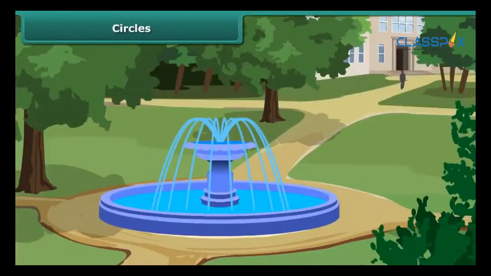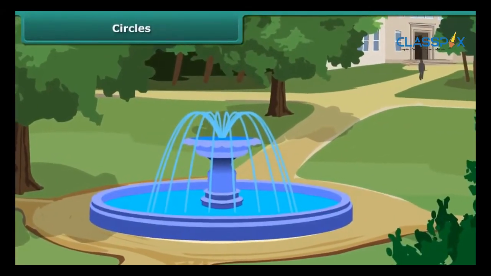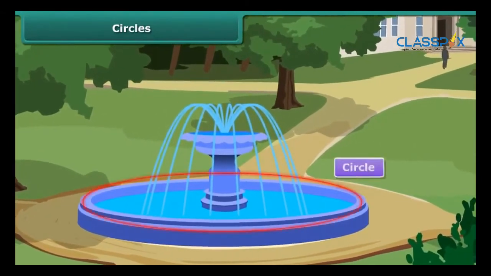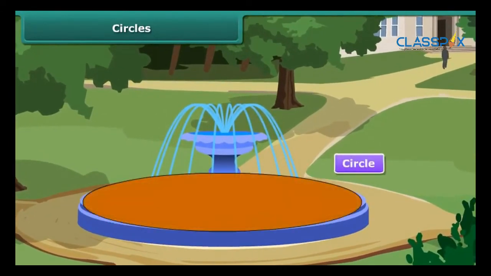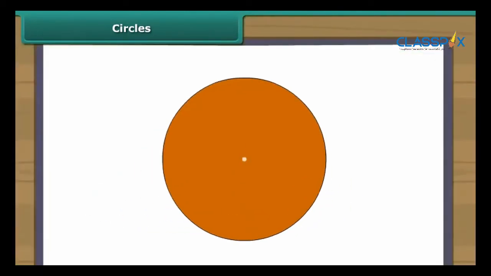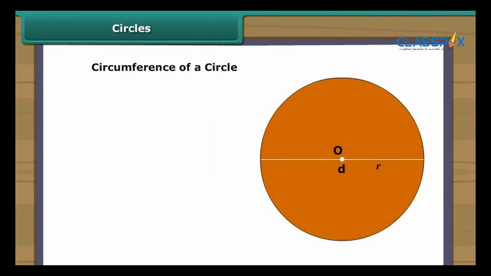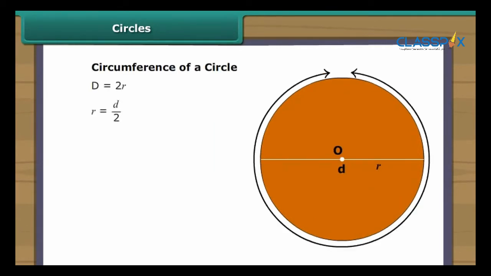Circles. Students, have you noticed the shape of the fountain? The fountain is in the shape of a circle. Can you measure the circumference of the circle? Yes. If you know the radius of the circle, then by using the formula for the circumference of a circle. The circumference of a circle is the distance around a circular region, in other words, the boundary of the circle. The circumference of a circle is the product of a constant called pi and its diameter, or twice the product of pi and the radius of the circle.